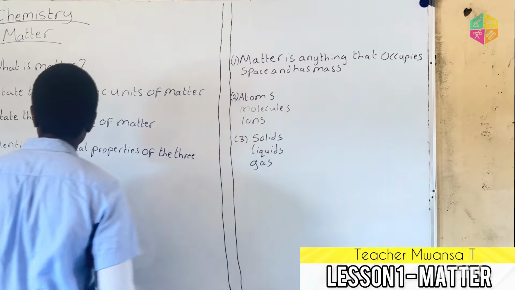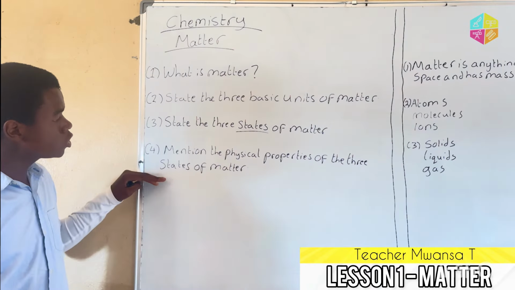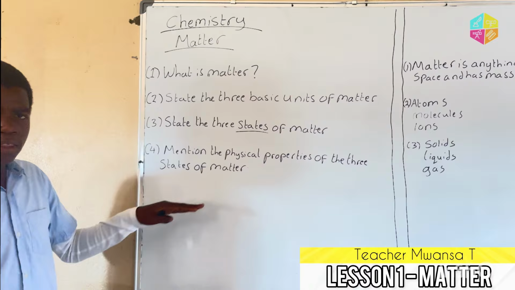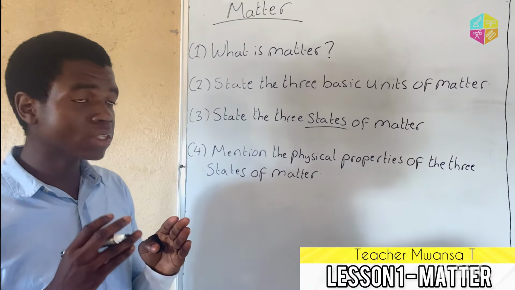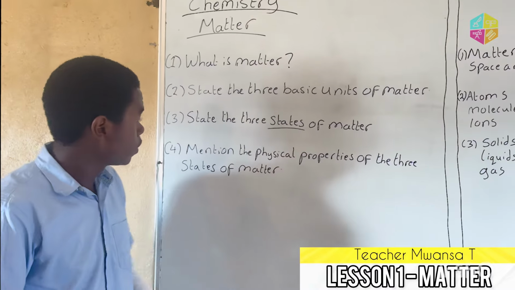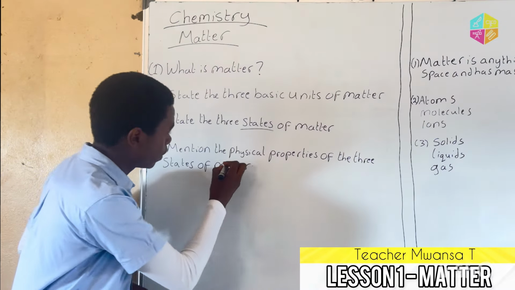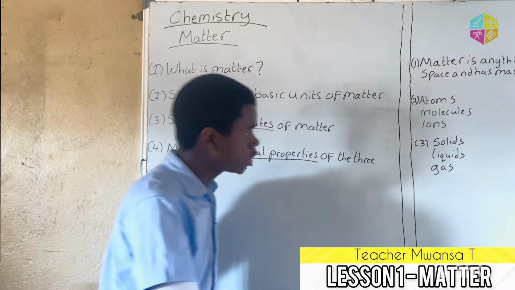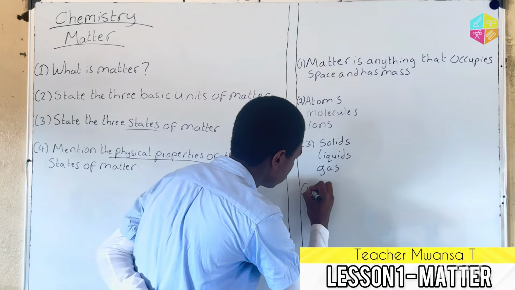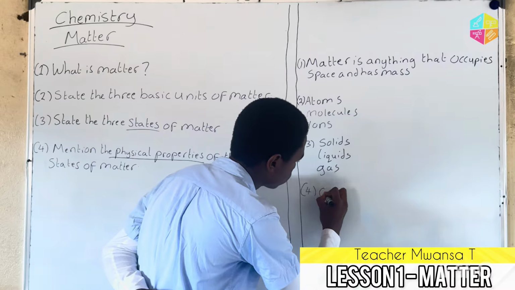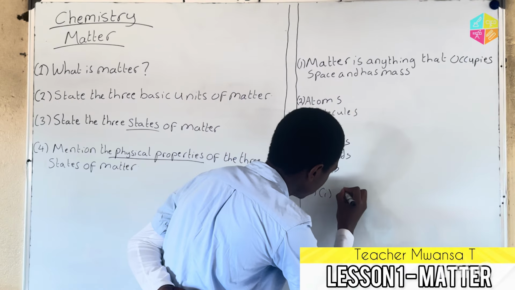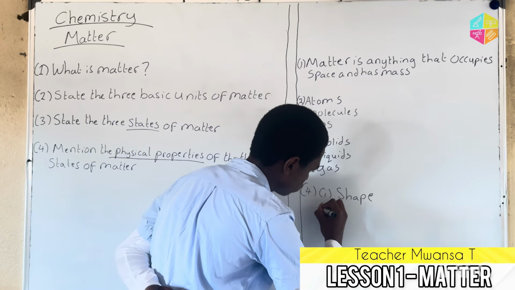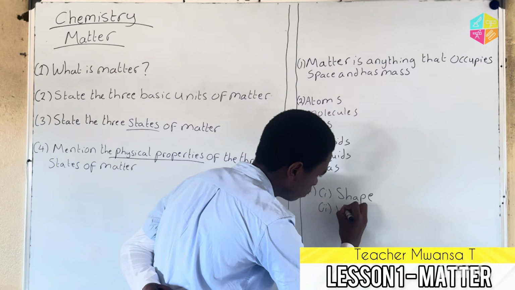Alright, let's move on. Question 4. Mention the physical properties of the 3 states of matter. This sentence might look a bit confusing, but it's actually simple. Mention the physical properties. So we're just looking at 2 in this case, which are 1, shape, and 2, volume.